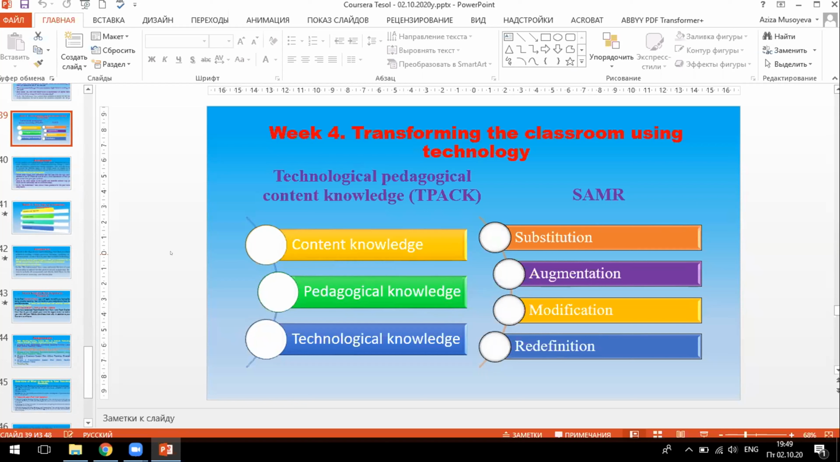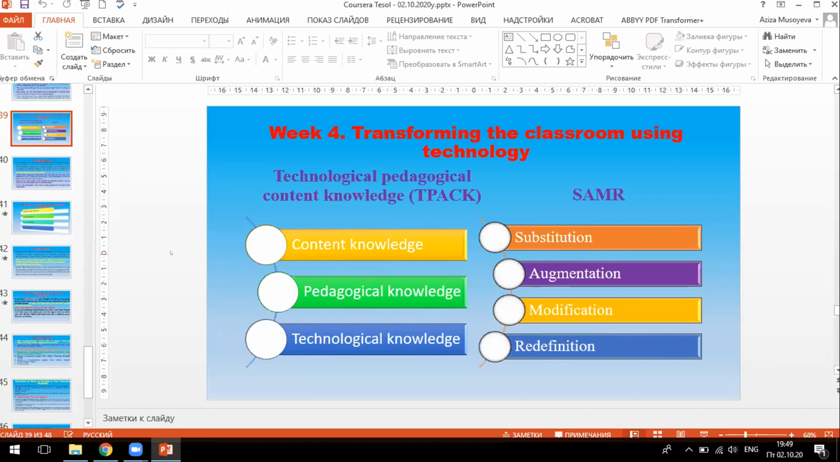So TPACK means content knowledge, pedagogical knowledge, and technological knowledge. And SAMR means substitution, augmentation, modification, and redefinition. And there they explained each of them. For example, content knowledge is knowing what to teach. A language teacher should know what to teach, properly. And pedagogical knowledge means how to teach. And technological knowledge refers to understanding technology and how it can be applied to a specific situation.